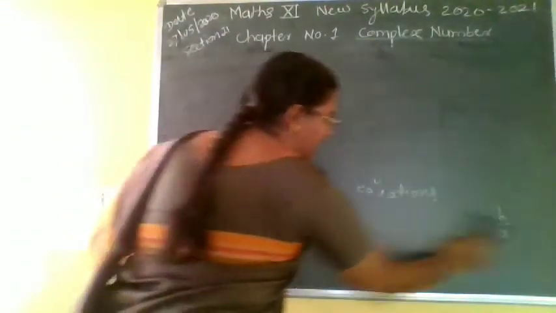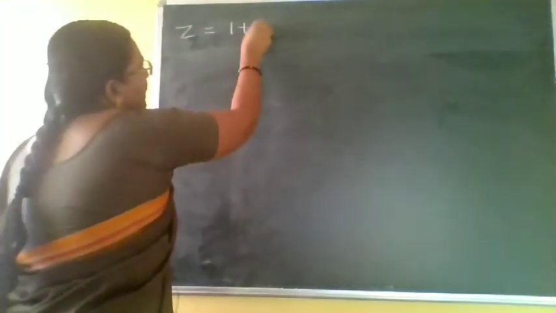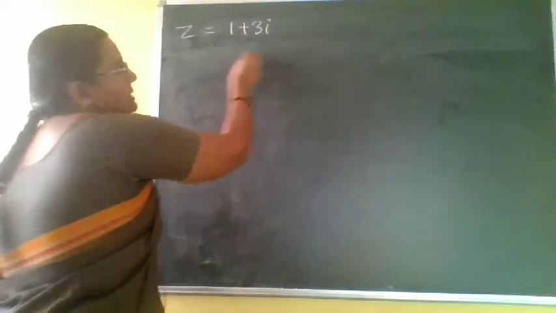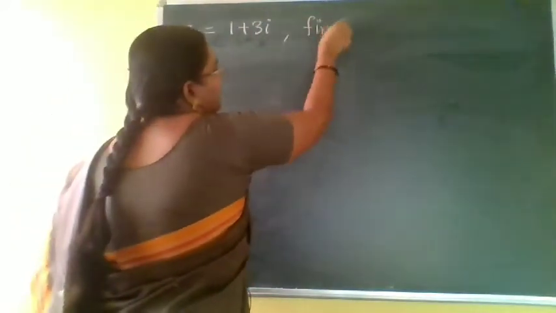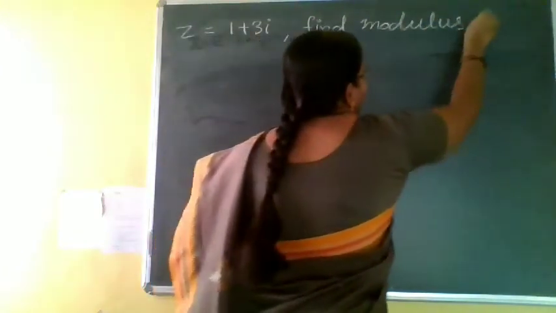Now let us go to the examples of the modulus of z and examples of the argument of z. Let us take examples of the modulus of complex numbers. Suppose z is equal to 1 plus 3i, and the question is: find the modulus of z.